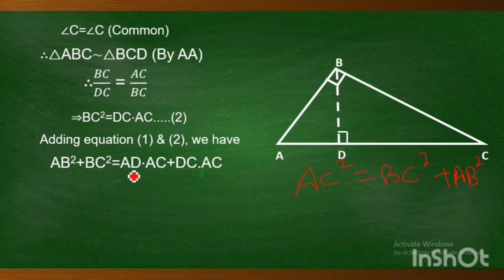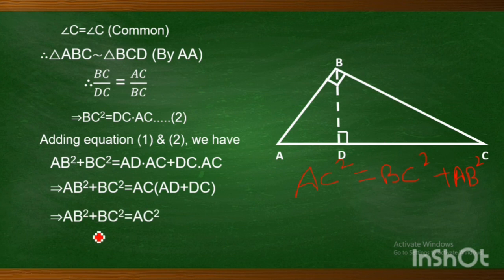To get this, if you see on the right hand side, we have AD into AC plus DC into AC. So from here we can take AC common. Once we take AC common, we are left with AD plus DC. Now if you see the figure, AD plus DC is what? AC. So we're going to use that. AB square plus BC square equals AC square, because AD plus DC is AC. So hence proved. This was Pythagoras theorem.